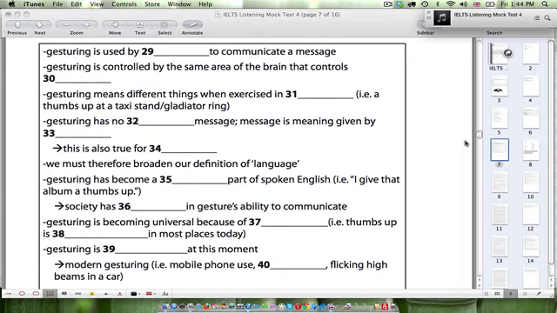So when you leave this room today, try to notice your gesturing and the gesturing around you. Being conscious of how we gesture can make us better communicators.